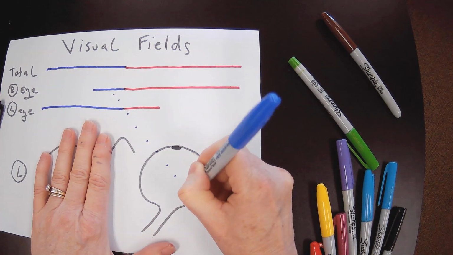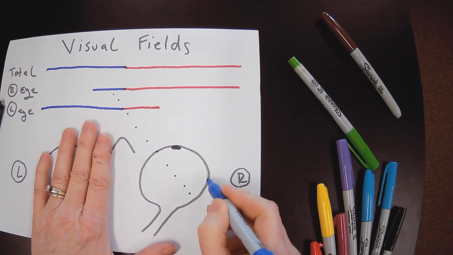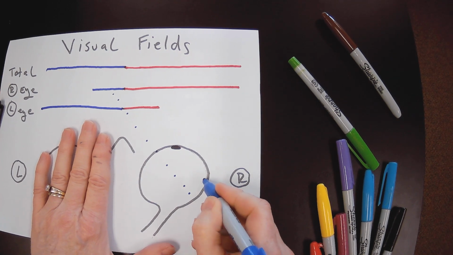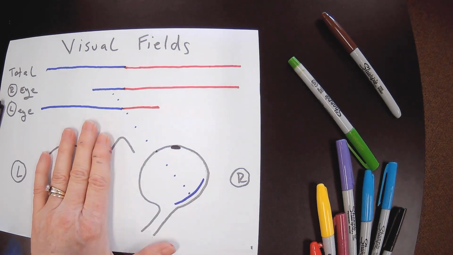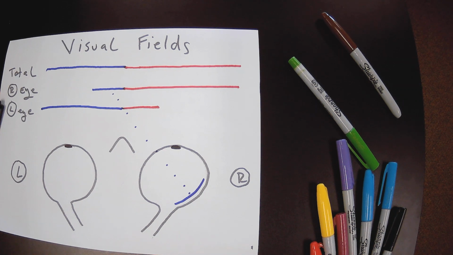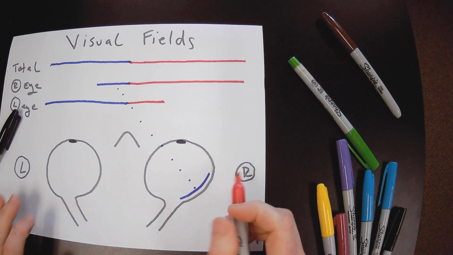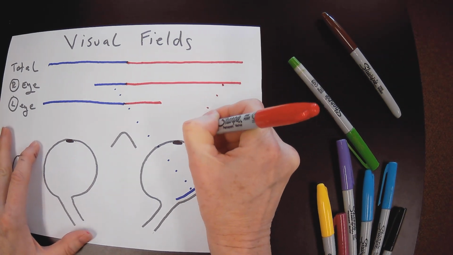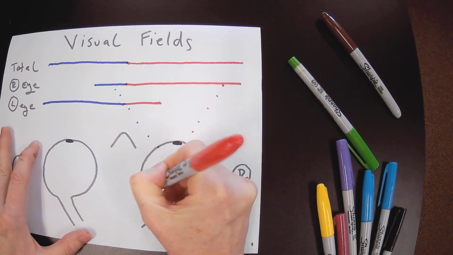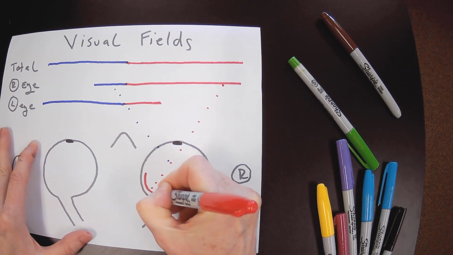So, using, and this is my retina, okay, this is going to be my temporal retina, is going to receive the nasal visual field. Okay. And my temporal visual field for the right eye is going to be received by the nasal retina.